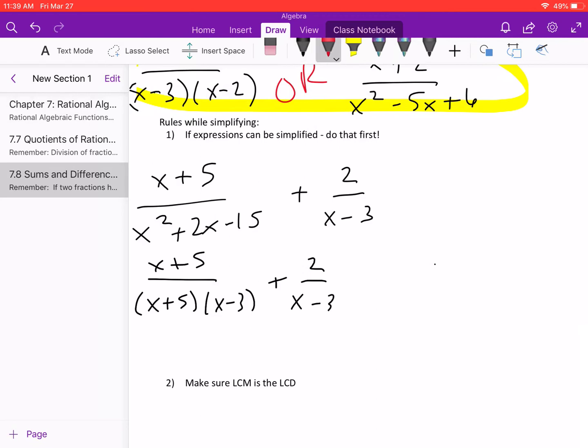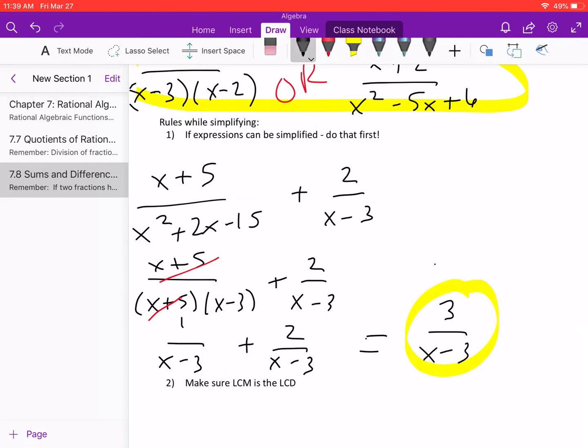Remember, if we have the same value in the numerator and the denominator, they can cancel. So then I am left with 1 all over (x minus 3) plus 2 all over (x minus 3). And what you'll notice is that they have the same denominator. And we can go ahead and add those, and it becomes 3 all over (x minus 3).